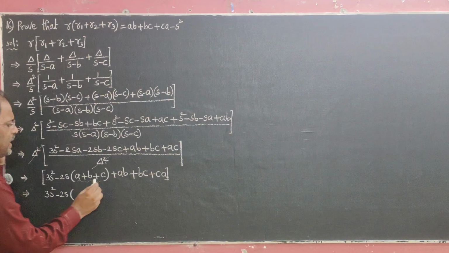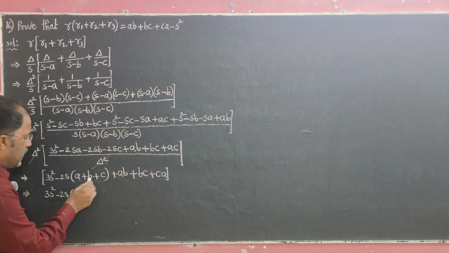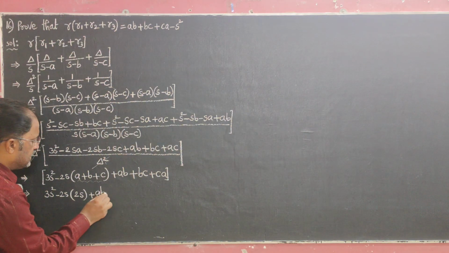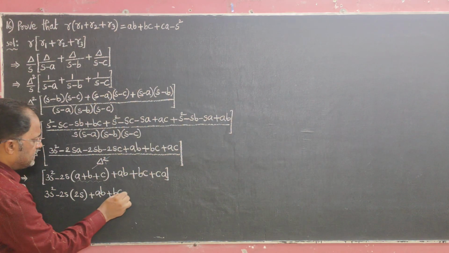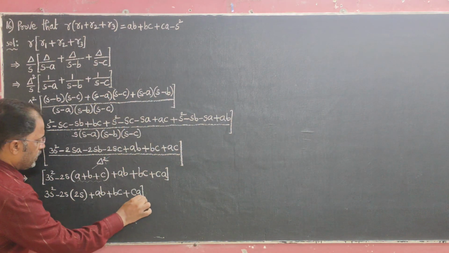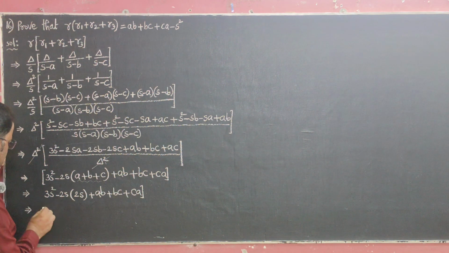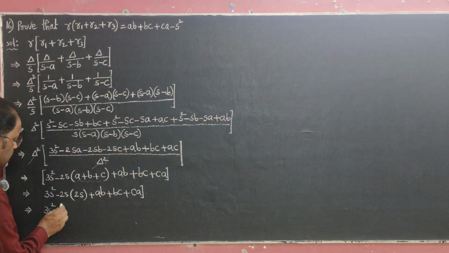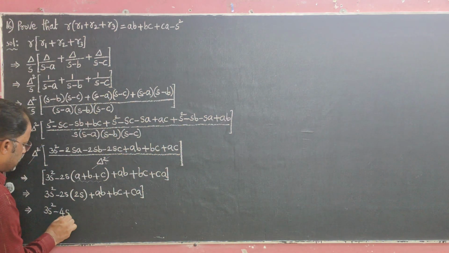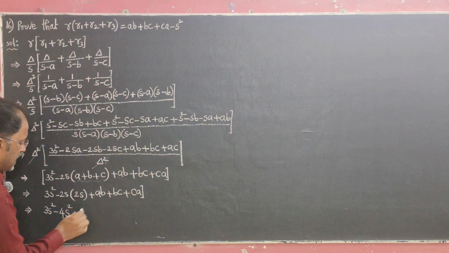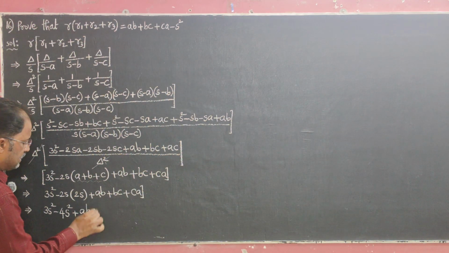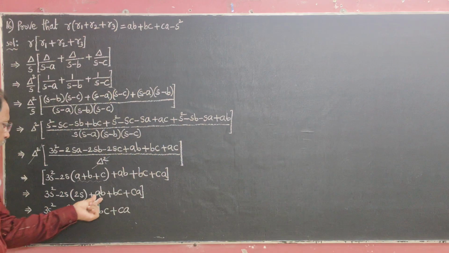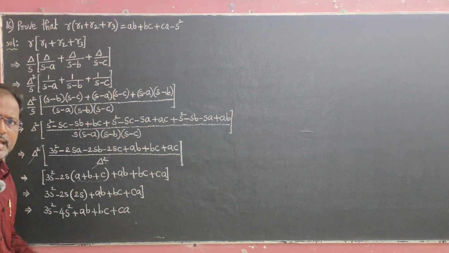Right. Next, we see 3s square as it is, minus 2s times (a plus b plus c). We know the formula of a plus b plus c is 2s. Remaining again as it is, ab plus bc plus ca. So that implies 3s square minus 2s into 2s, 2 into 2 is 4, s into s is s square, and plus ab plus bc plus ca as it is. Clear?